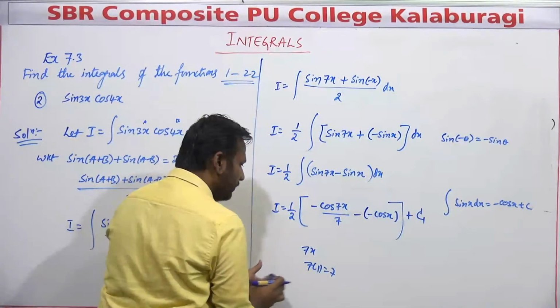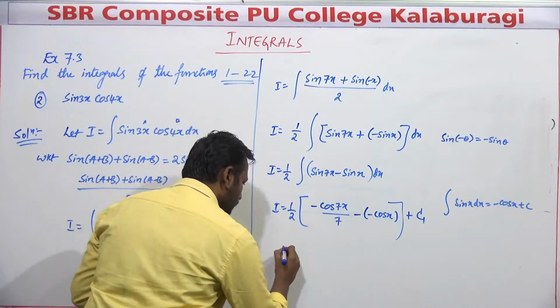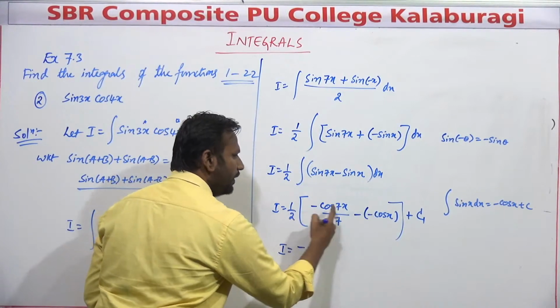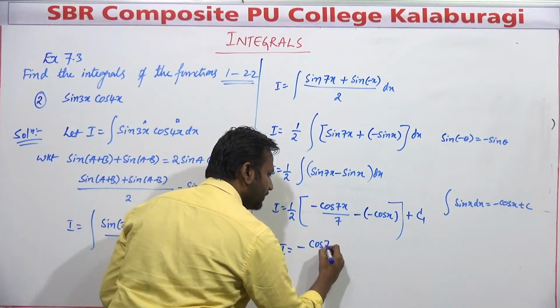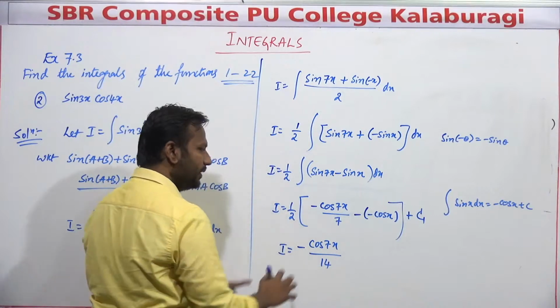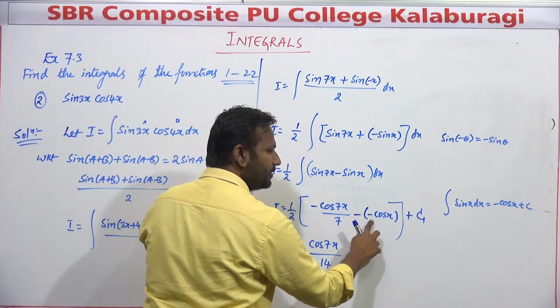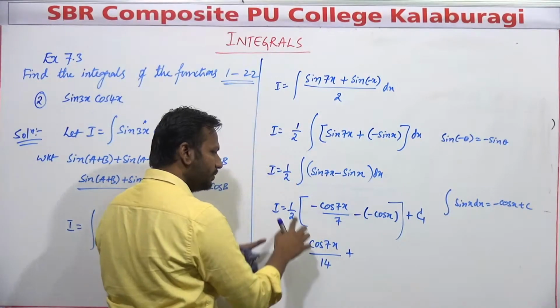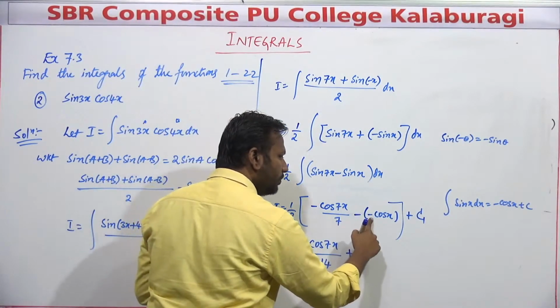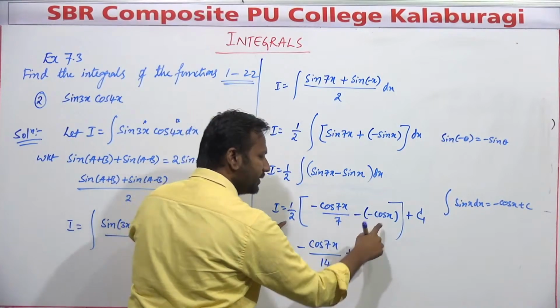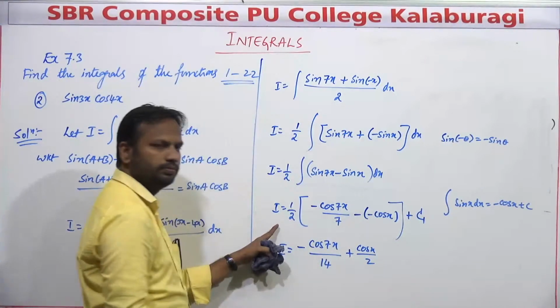Okay, now further you simplify here. Multiply inside here. Plus into minus, minus. 1 into cos 7x, 2 sevens are 14. Next you see students, minus into minus, plus. Again, plus and plus is same here. So multiply inside here. Minus into minus plus cos x. I am multiplying inside here. 1 by 2 into cos x is cos x by 2.